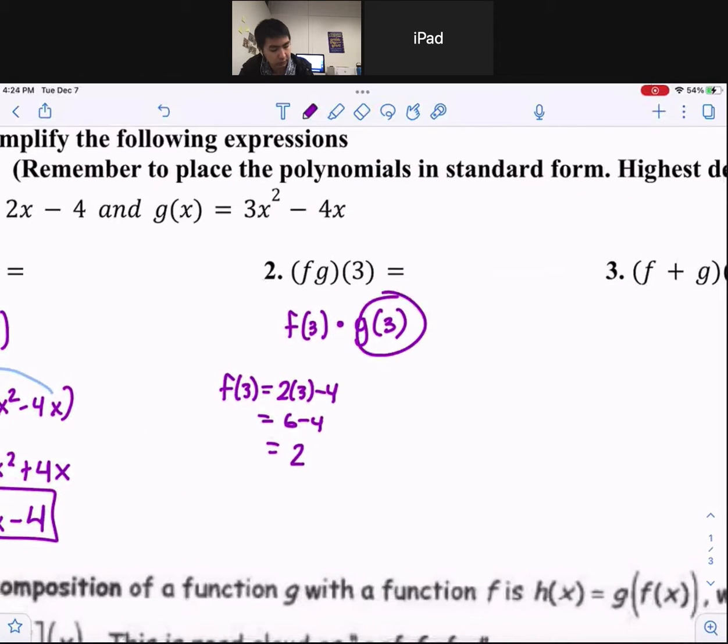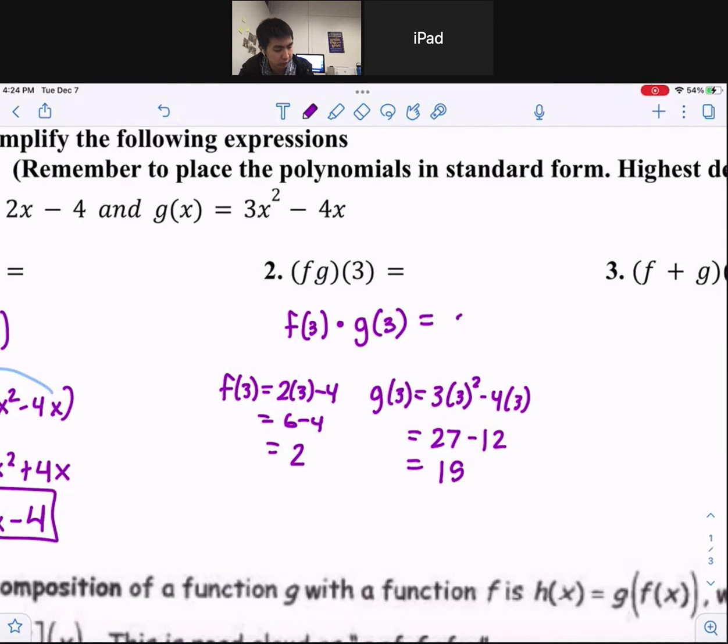Now, let's solve for g of 3. Basically, g of 3 is plugging in, or substituting, 3 for x in the g function. So everywhere we see an x in the g function, it now becomes a 3. 3 squared is 9. 9 times 3 is 27. Negative 4 times 3 is negative 12. 27 minus 12 is 15. So this is really f of 3, which is 2, times g of 3, which is 15, which is 30.